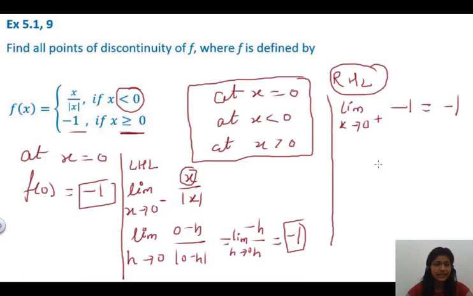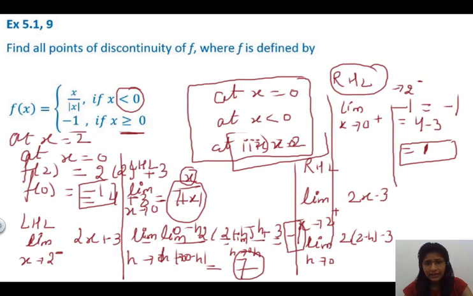And we see LHL, RHL and value of the function at that particular point is equal. So the function is a continuous function at 0. Now x less than 0 and x greater than 0 are the two different cases that we are going to check on. Let us check that. So I'm taking a new sheet on which I'm going to explain the next cases.